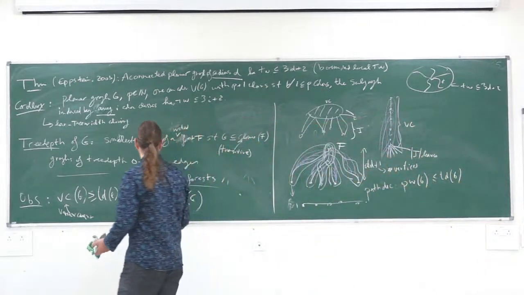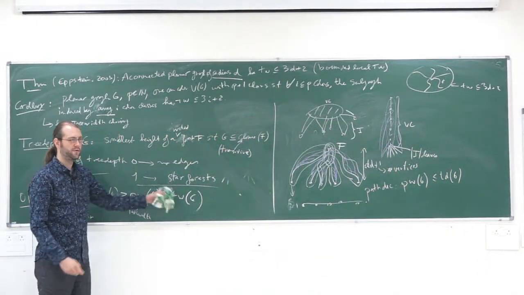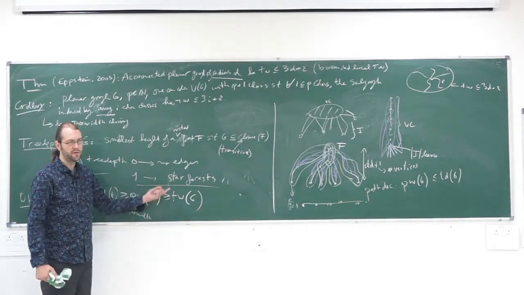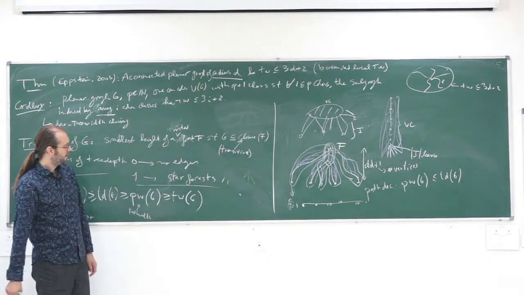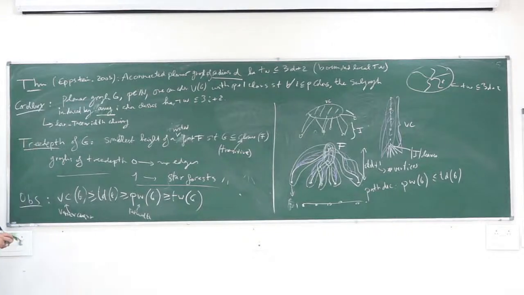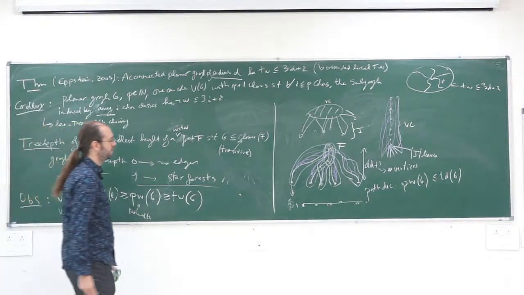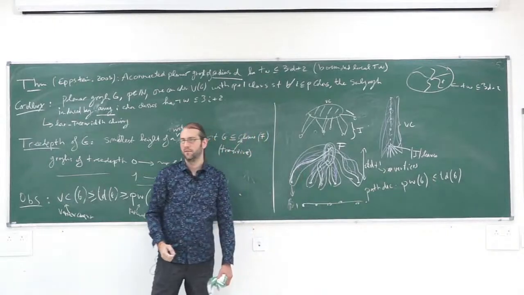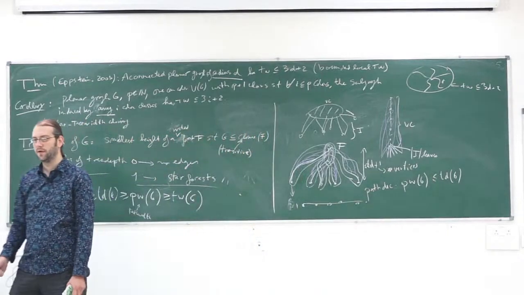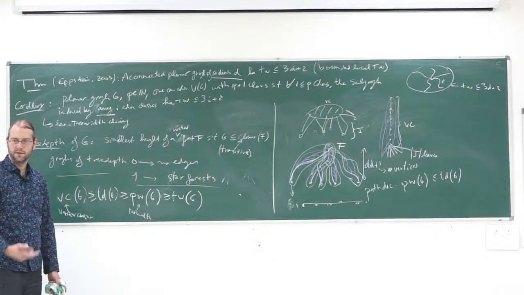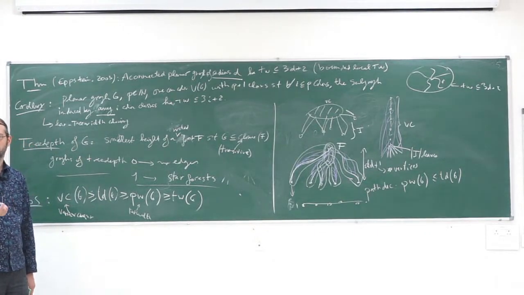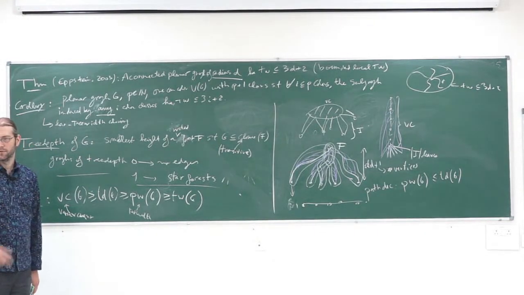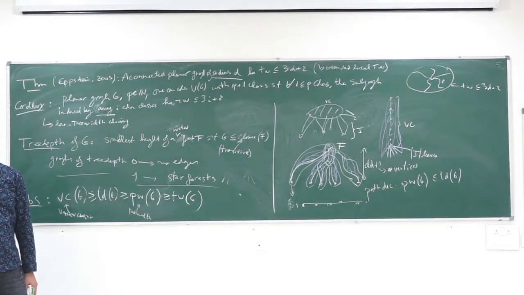Alright, and then, well, for path width and tree width, it's trivial because a path decomposition obviously is a tree. So I'm not detailing that. But the bag size is tree width plus 1.